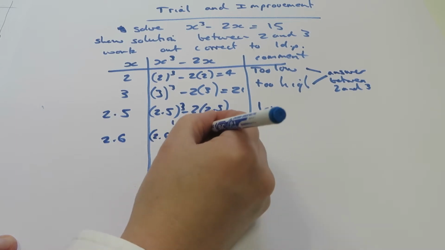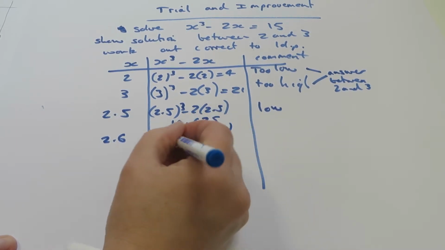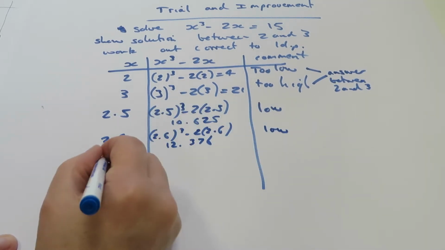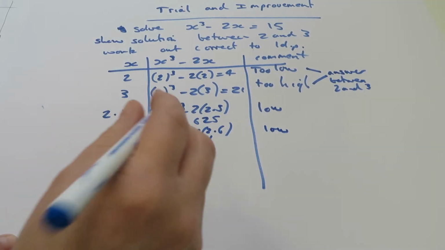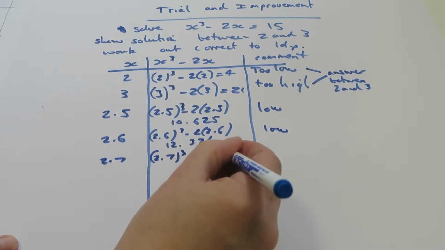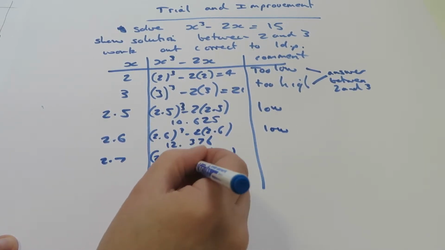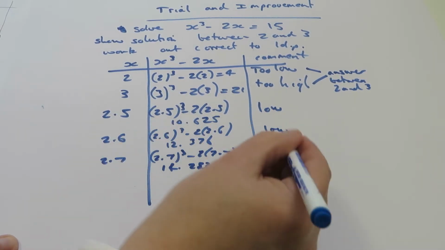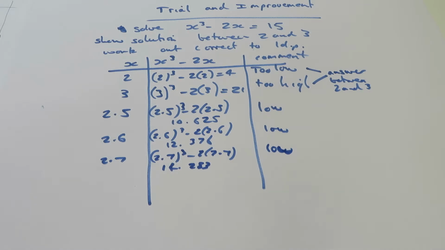2.6 cubed minus 2 lots of 2.6. That gives us 12.376. That's too low. Let's try 2.7. 2.7 cubed minus 2 lots of 2.7 gives us 14.283. It's still low, but it's now getting very, very close. So we're starting our trial and improvement. We're improving that in terms of getting closer, and we're getting really close now.